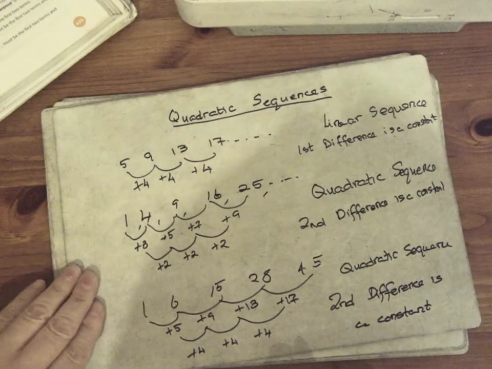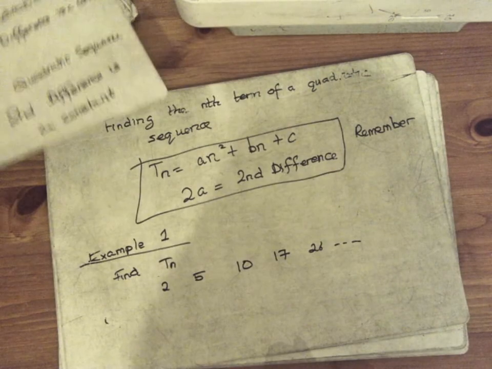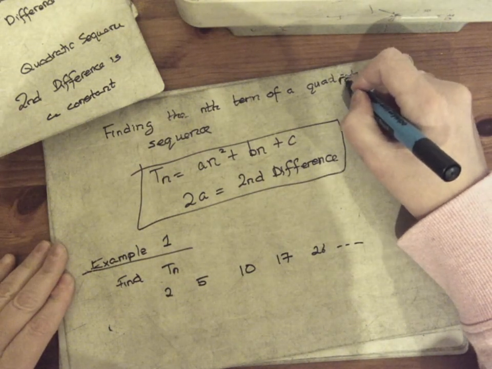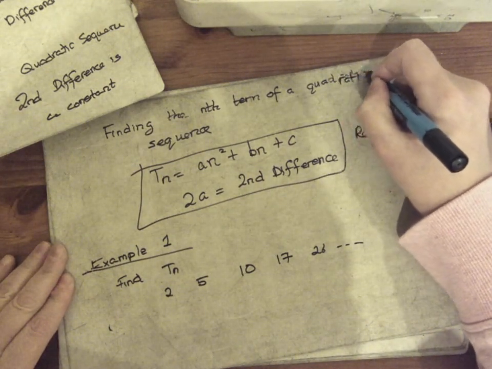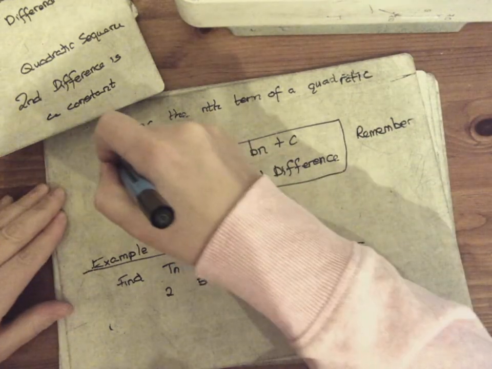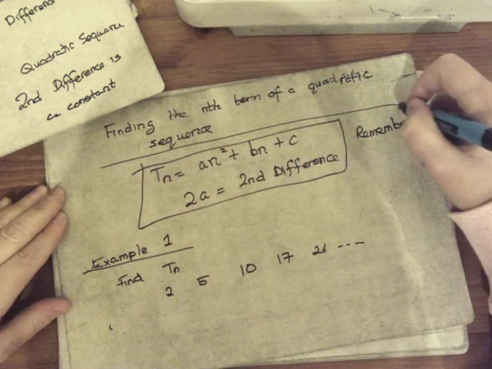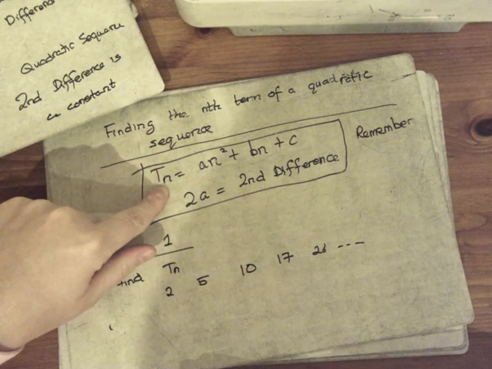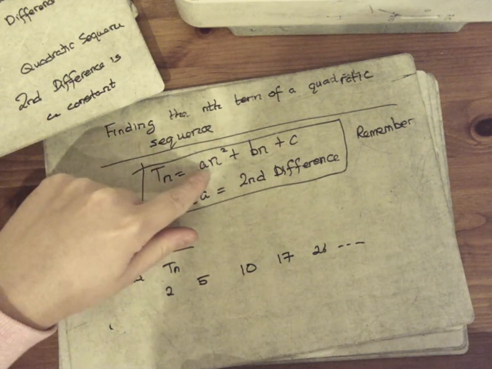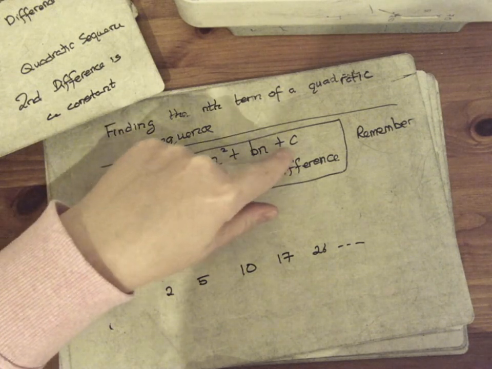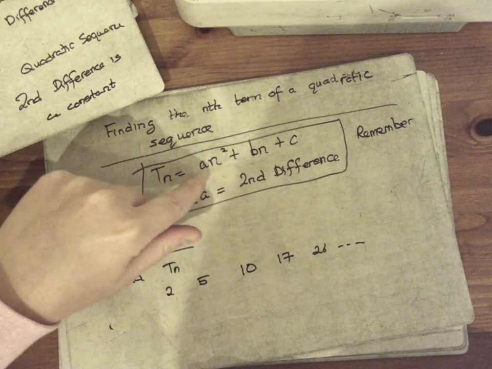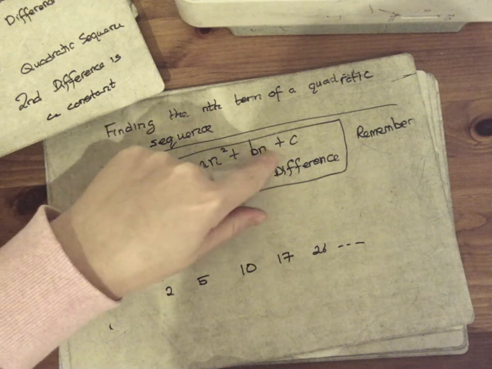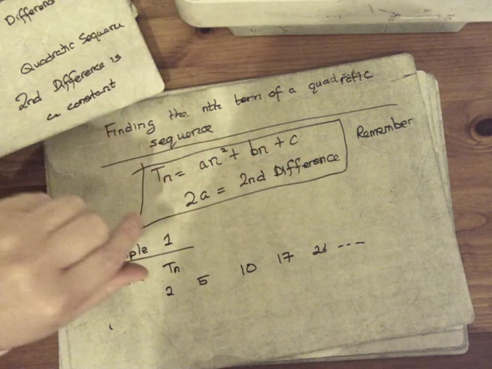So, finding the nth term of a quadratic sequence. There's no formula in the log tables, so you have to remember that generally the general term will have something n squared plus something n plus a number on its own. That's what your answer is going to look like.